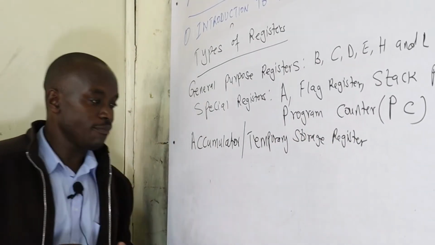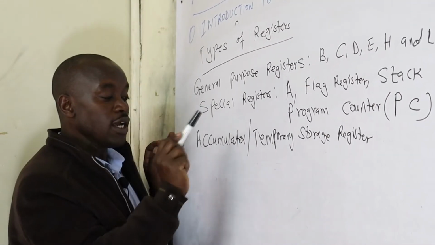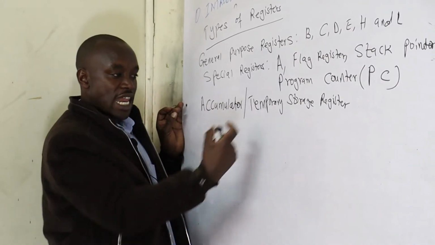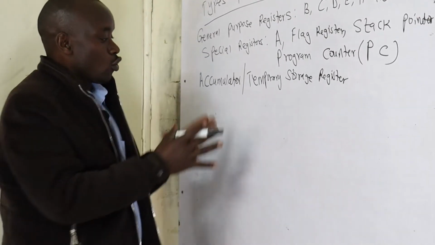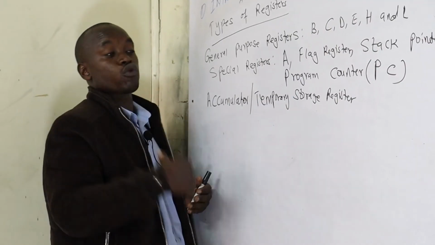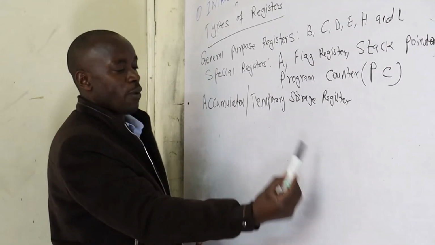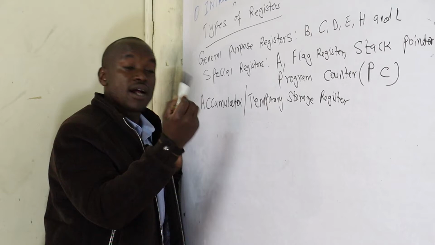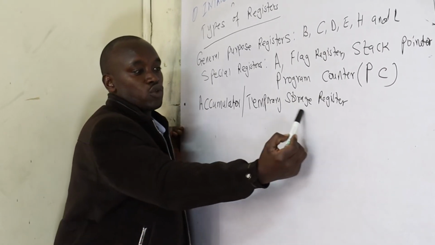So this one, the first thing it's supposed to do is to hold one of the data being processed, the accumulator, and also the result of any operation. So that's why you call it temporary, because when you want to do addition of two variables, like 6 plus 20, the microprocessor will do this operation, then the result of that operation will be stored in the accumulator temporarily. So it is the accumulator or temporary storage register.